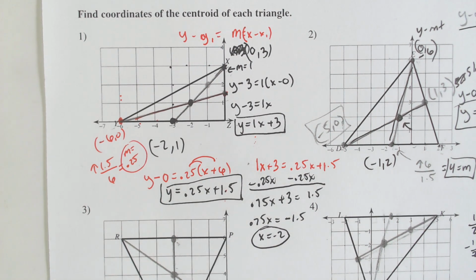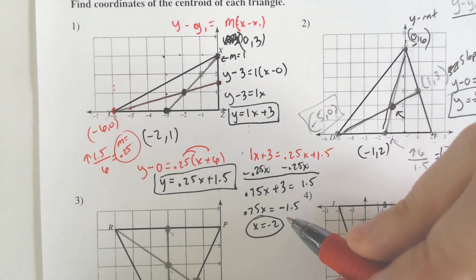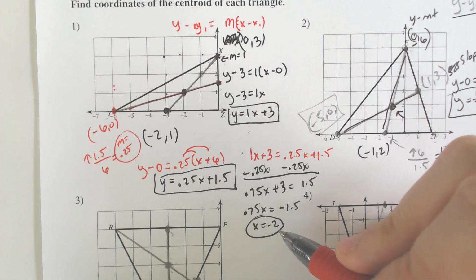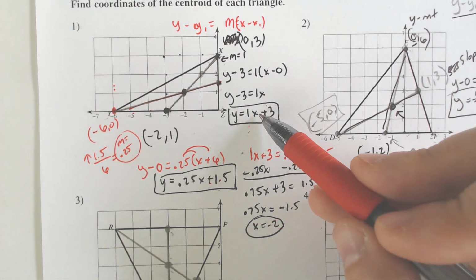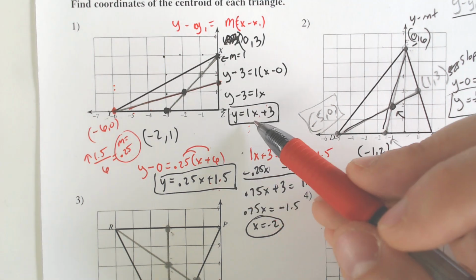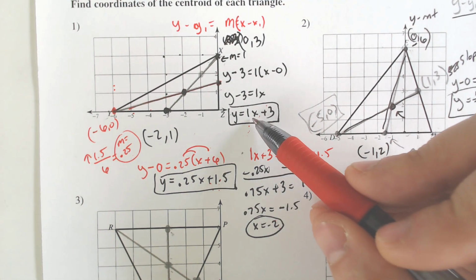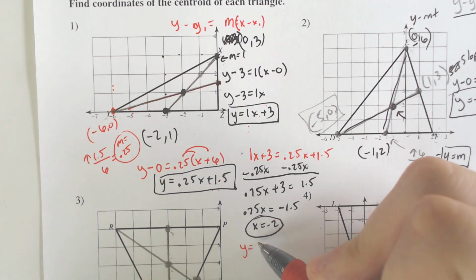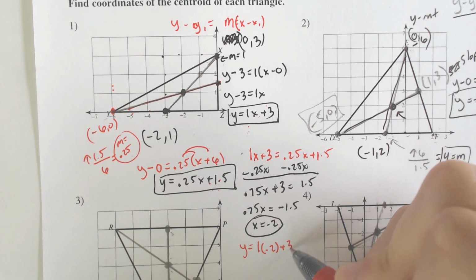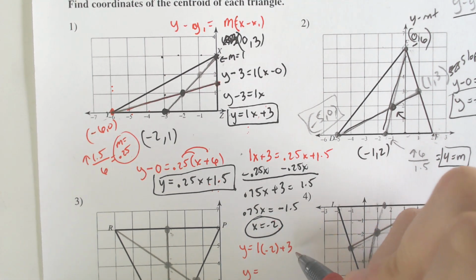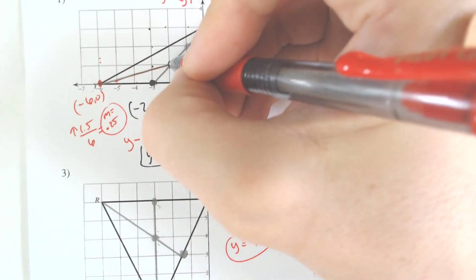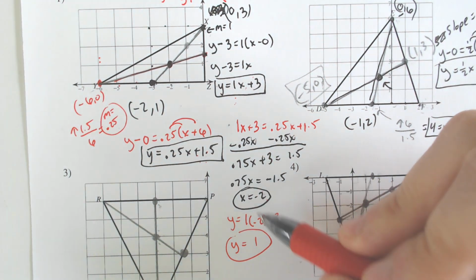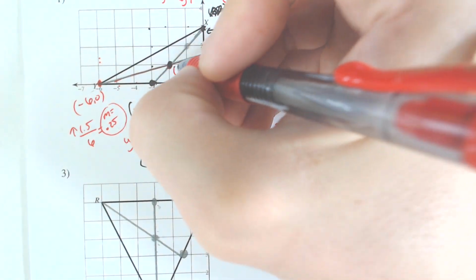Woo! We are almost done, and we're still not done. Once you get the x value, in order to be certain that you have it correct, you need to get the y value. So you have these two boxed equations. Plug the x value into either one to get the y value. I'm going to plug it into this one right here. y equals 1 times -2 plus 3, which means y equals -2 plus 3, which is 1. Is the centroid at -2, 1? Yes, it is.